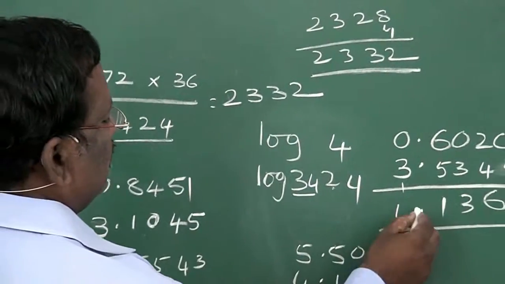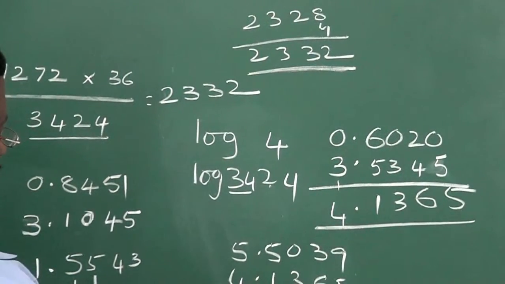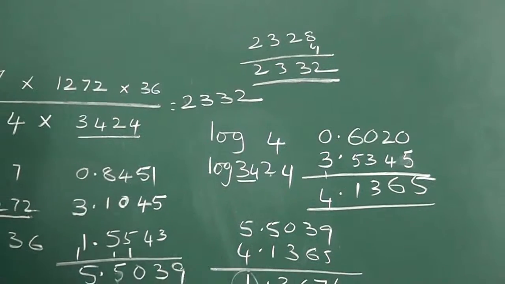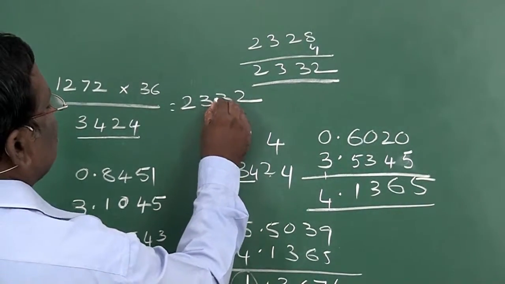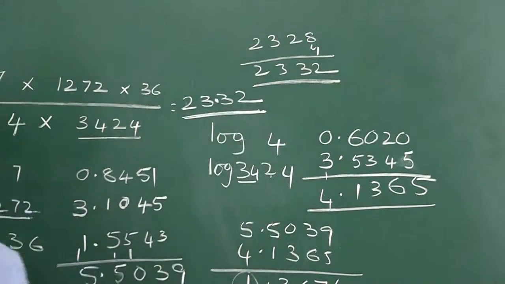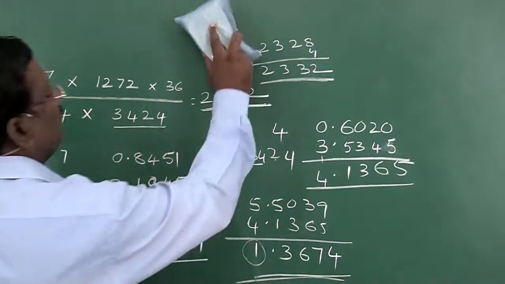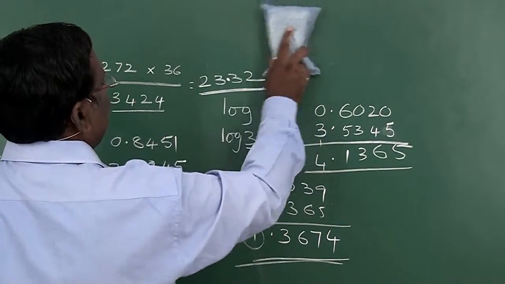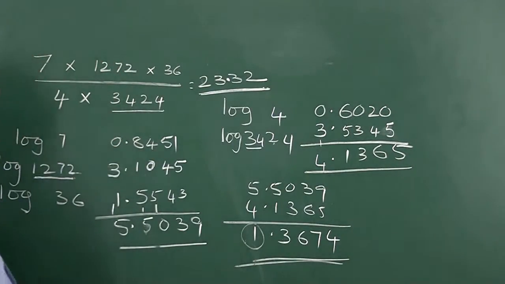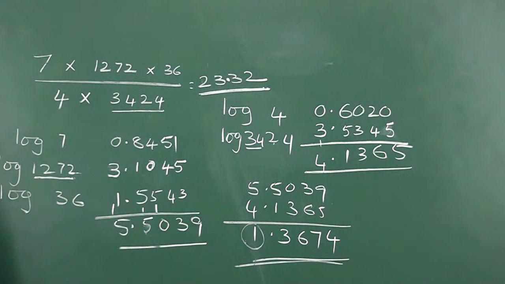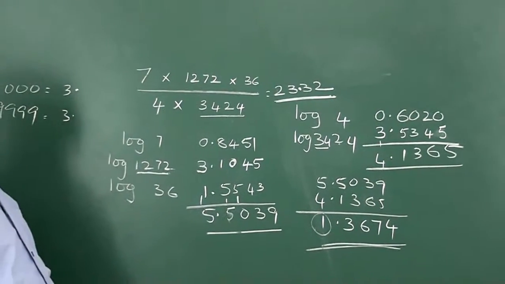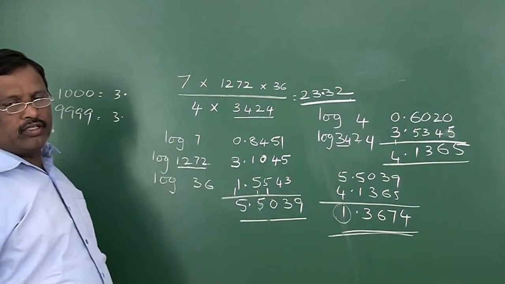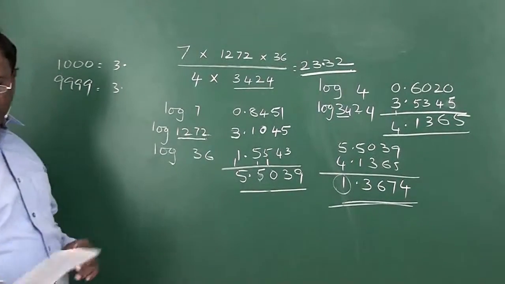But here this characteristic is 1. Characteristic 1 indicates that the answer will have a 2-digit integer part. So the answer is 23.32. So here the answer for this problem is 23.32. Now it may feel a little bit easy when compared to the previous problem because you have some knowledge about it. So let us verify it once again.